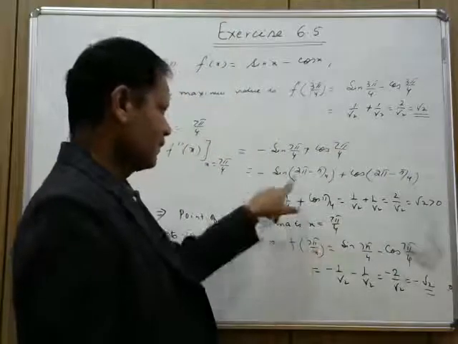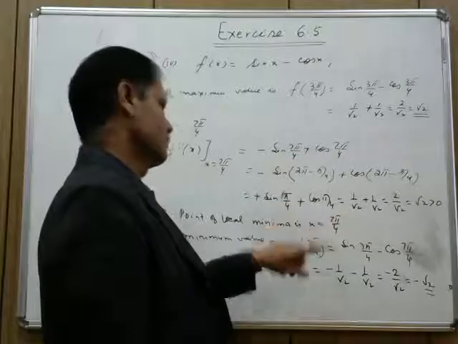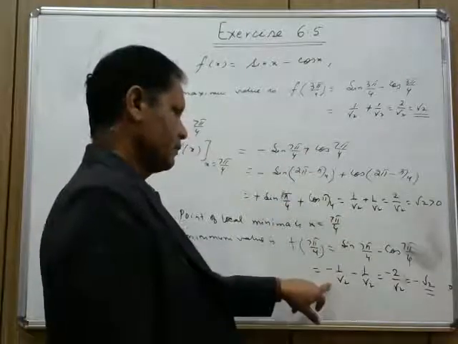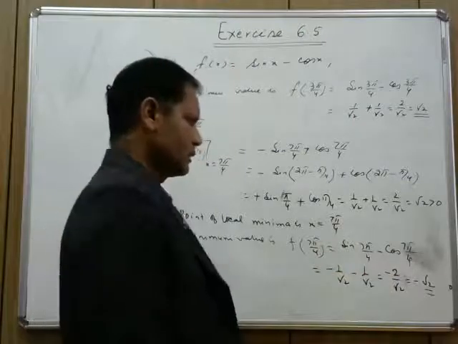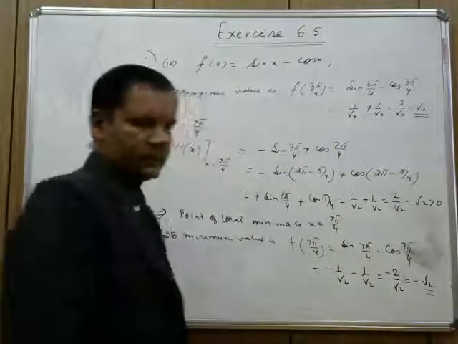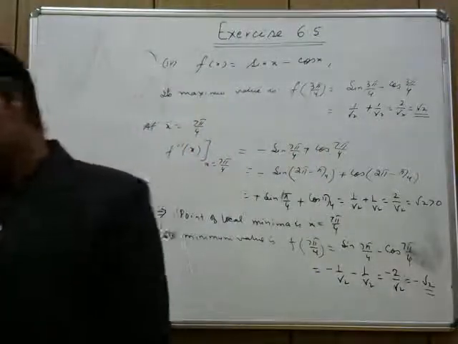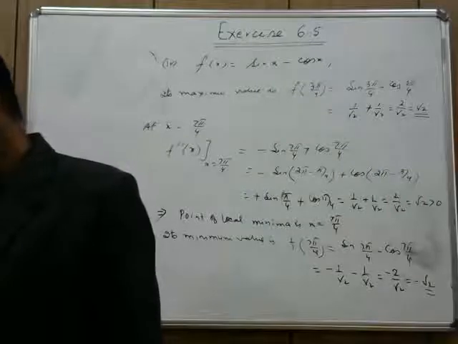Sin(2π minus π/4) equals minus sin π/4. So here already minus 1 by root 2 and minus 1 by root 2 will give you minus root 2, which is the minimum value, right? That means the minimum value of this function is minus root 2.